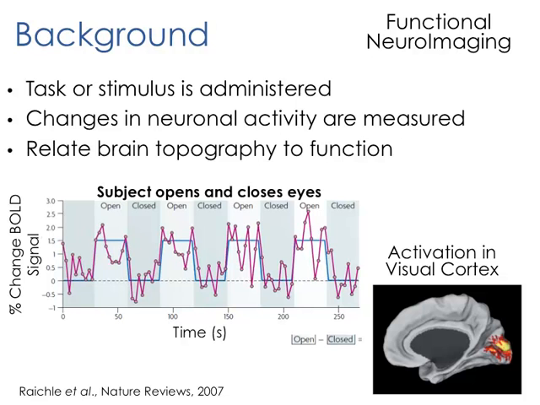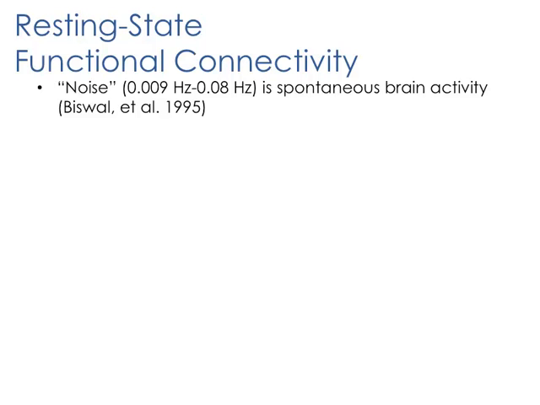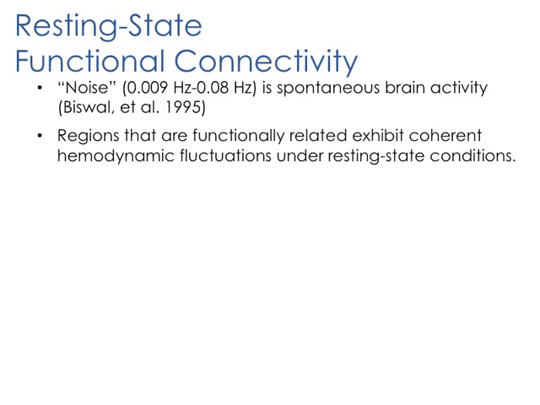But if you look closely at this purple line, it looks noisy. Almost 20 years ago, that so-called noise over a very specific frequency band was found to be spontaneous brain activity that's always occurring. It's like the background on top of which all these task-based activations are riding. And it turns out that regions that are functionally related exhibit coherent hemodynamic fluctuations under these so-called resting state conditions.